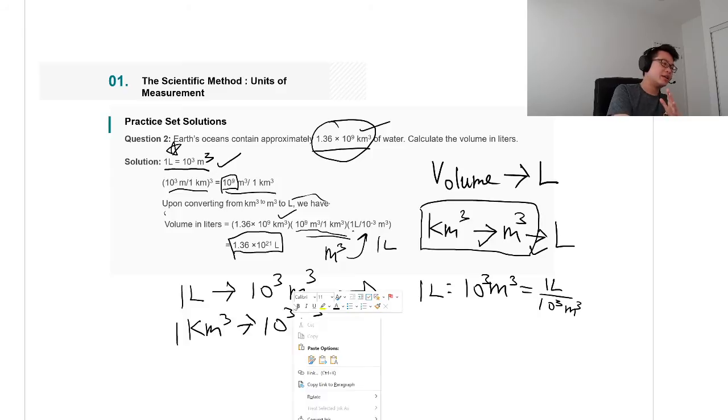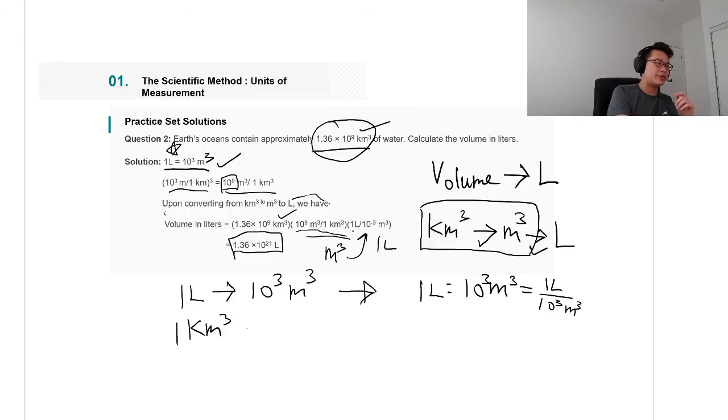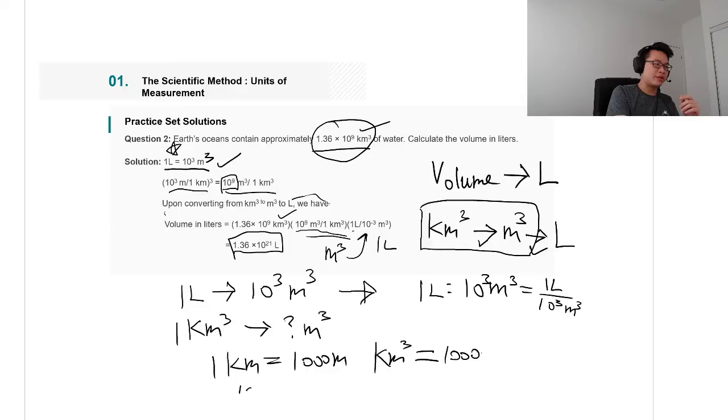Sorry, I made a mistake. Instead of converting from kilometer cube to meter cube directly, we have to do another conversion as well. Because it's 1 kilometer cube, what would be the corresponding number of meter cube? As we know, 1 kilometer equals 1,000 meter. So 1 kilometer cube should equal 1,000 meter to the power of 3.